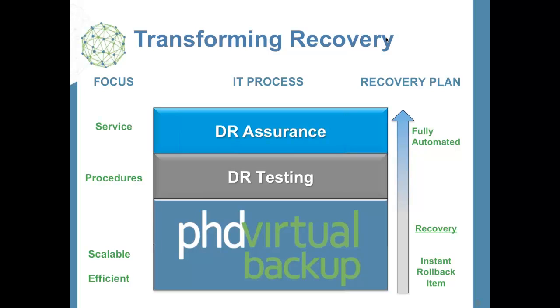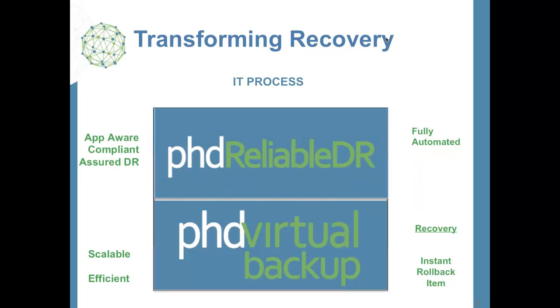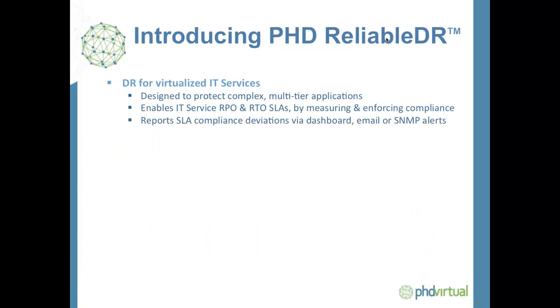So we have our virtual backup, which is scalable. It's very efficient. So this puts a backup appliance on your production site, and then you can back up all of your machines to that. That can then replicate your machines to a DR site, or even off to the cloud using the Cloud Hook element. So it provides you recovery and instant rollback. What it doesn't do is your DR testing, and it doesn't do your DR assurance. But that's where ReliableDR sits. So we've got that whole stack covered with the two products.